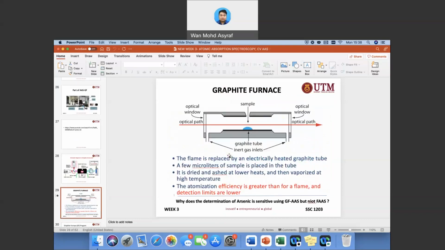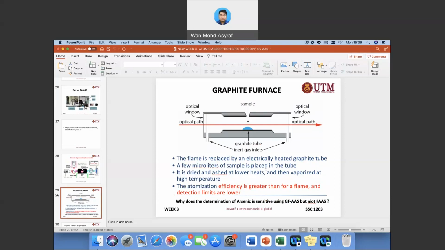So this is the graphite furnace. You just put your sample in, and the optical path here is where your light source comes in. If it is copper, then a copper lamp, something like that. So the flame is replaced by an electrically heated graphite tube. A few microliters of sample are placed onto the tube, dried and ashed at lower heats, and then vaporized at a higher temperature. The atomization efficiency is greater than for a flame and the detection limit is lower.